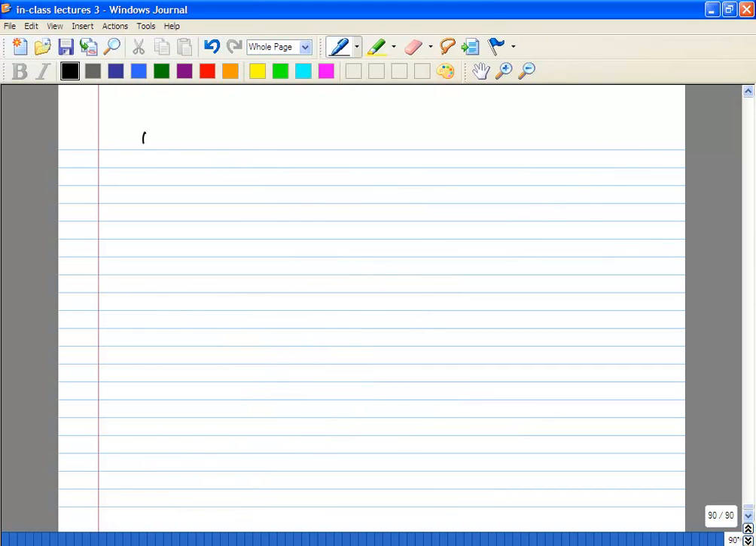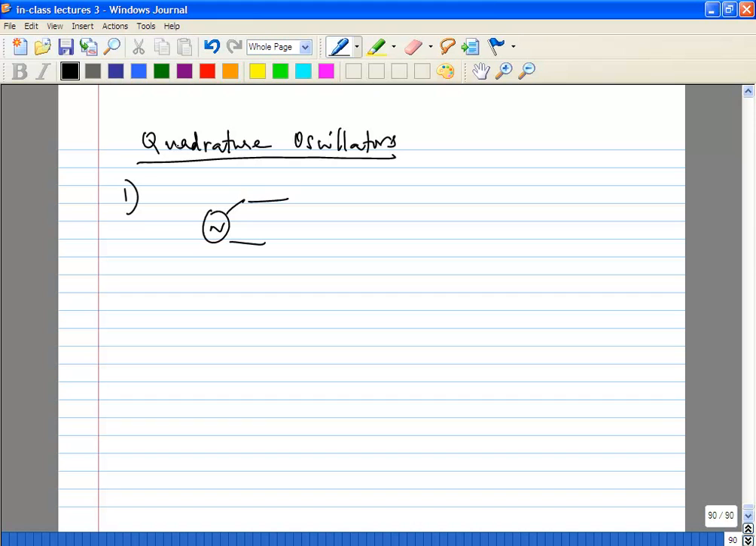Okay, since we have 10 minutes remaining, let's look at quadrature generation. So what are the different ways of generating quadrature? We looked at least one of them last time when we discussed the transmitters, right?